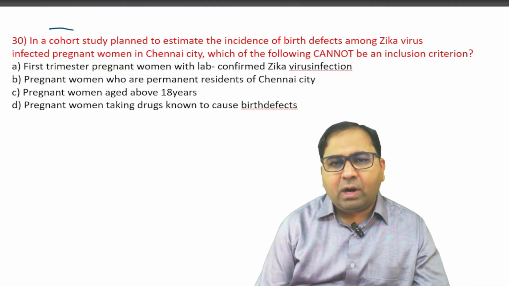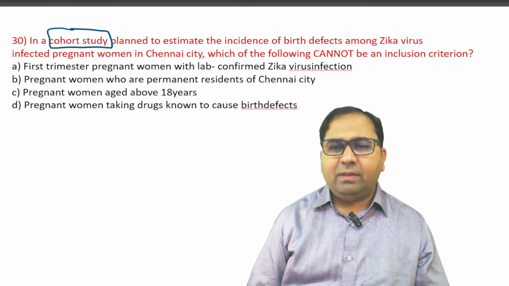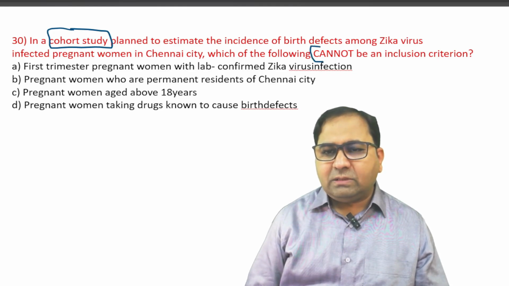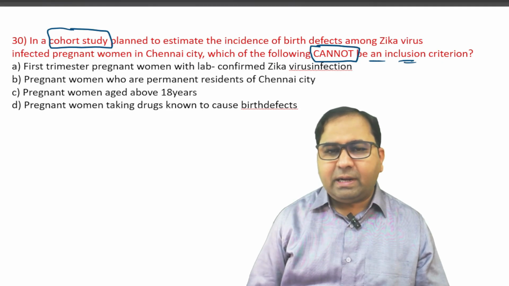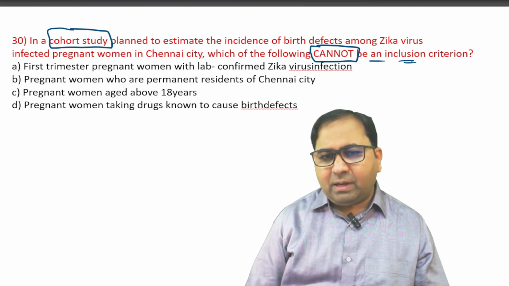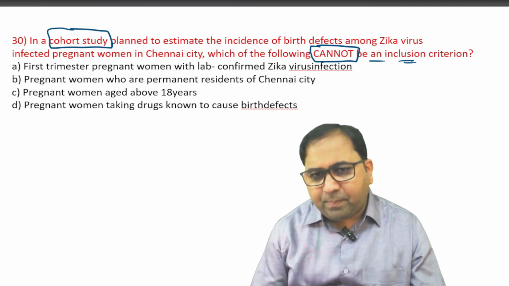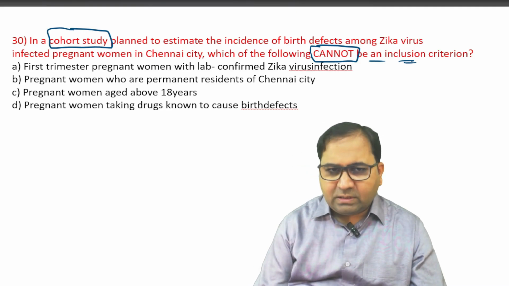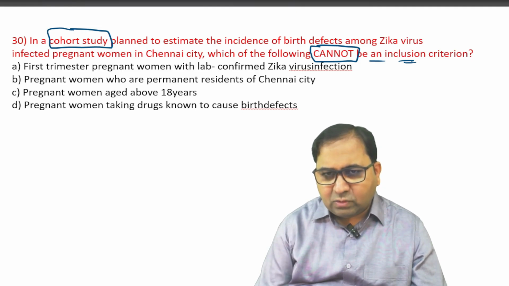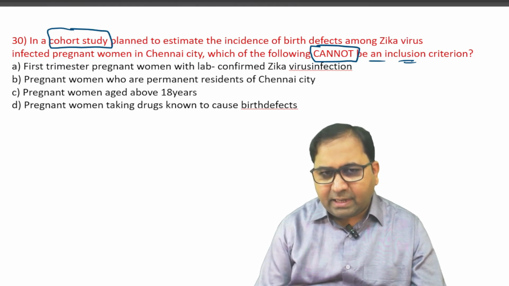The next question. In a cohort study planned to estimate the incidence of birth defects among Zika virus infected pregnant women in Chennai city, which of the following cannot be an inclusion criterion? Cannot be an inclusion criterion. Options are as follows. A. First trimester pregnant women with lab confirmed Zika virus infection. Or B. Pregnant women who are permanent residents of Chennai city. Or C. Pregnant women aged above 18 years. Or D. Pregnant women taking drugs known to cause birth defects. So which cannot be an inclusion criterion?